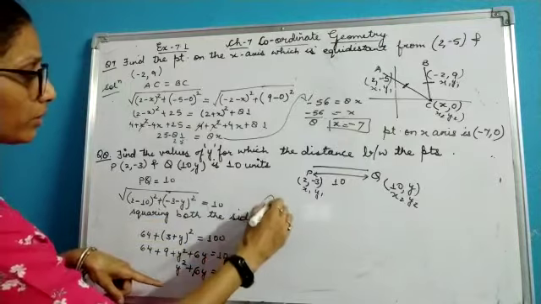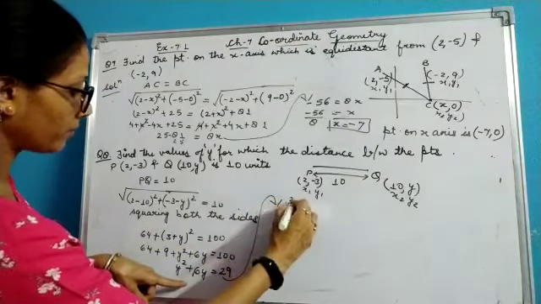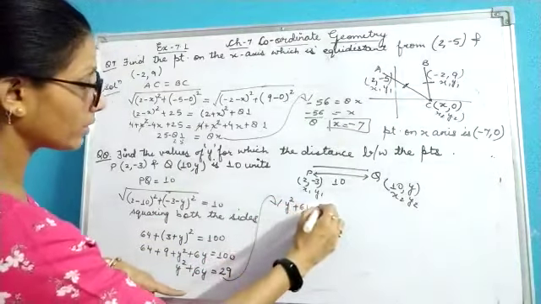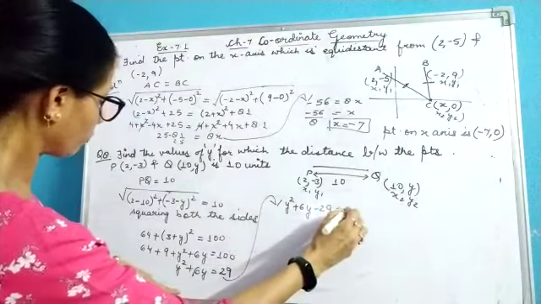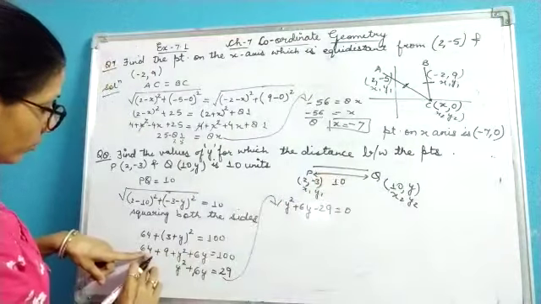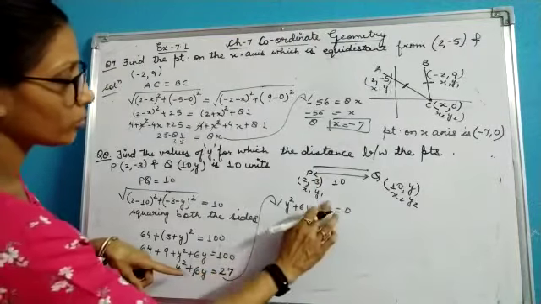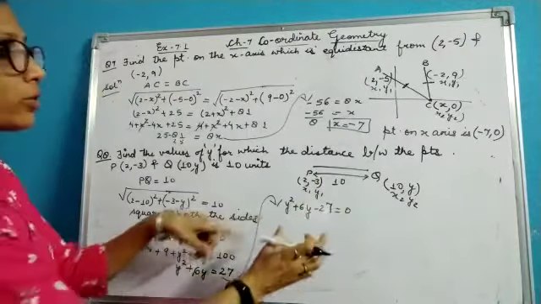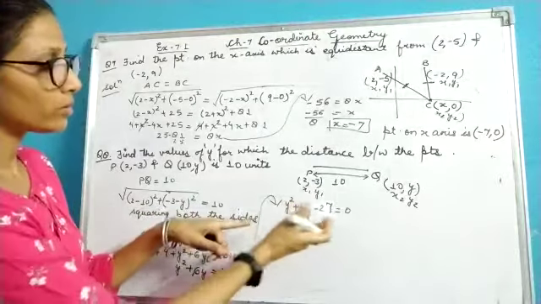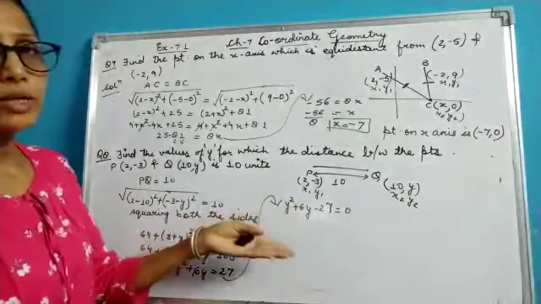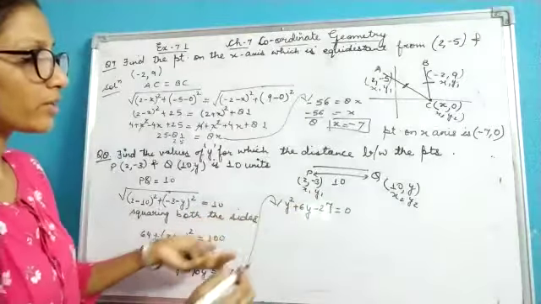Now here I am getting y squared plus 6y minus 29 equal to 0. So here I'll get it as 27. So this is 27 over here. Now you have got a quadratic equation. You can solve the equation either by the quadratic formula or by the factorization method.